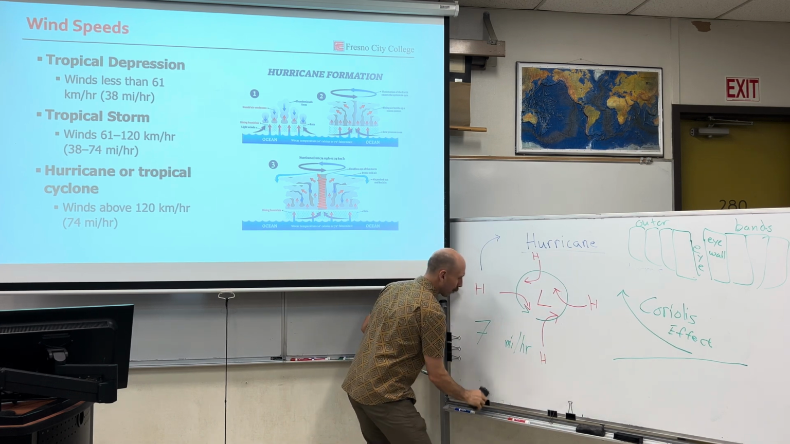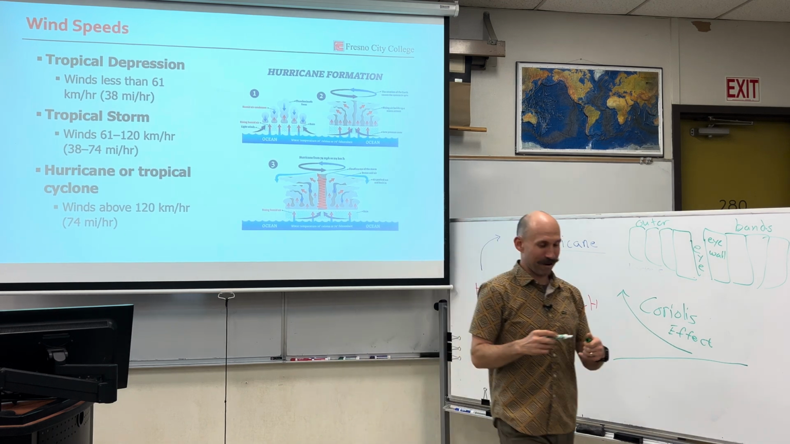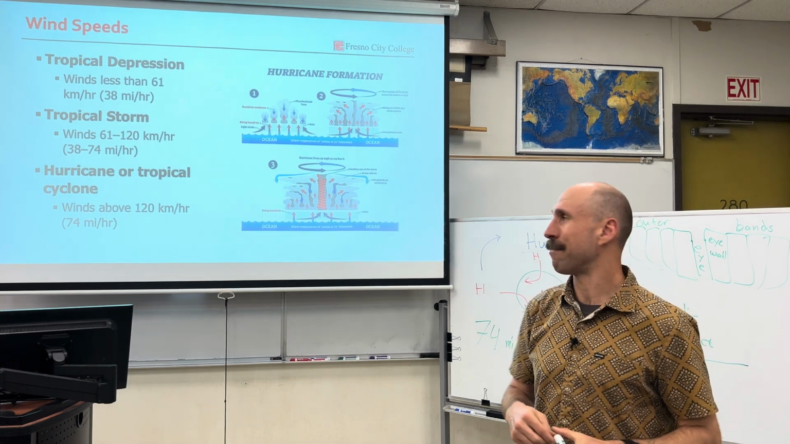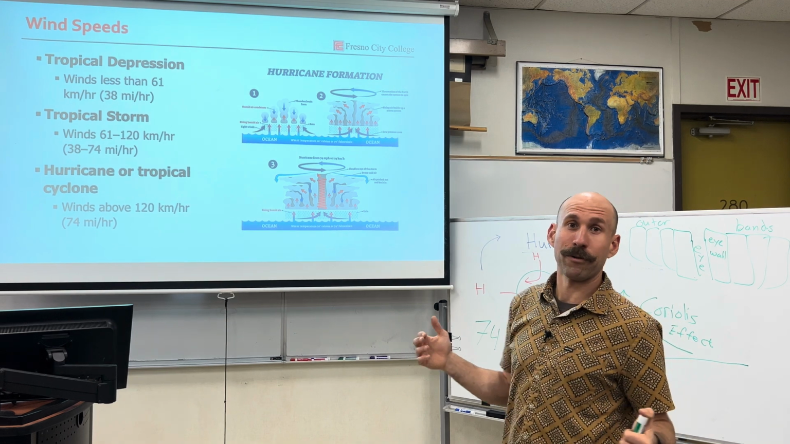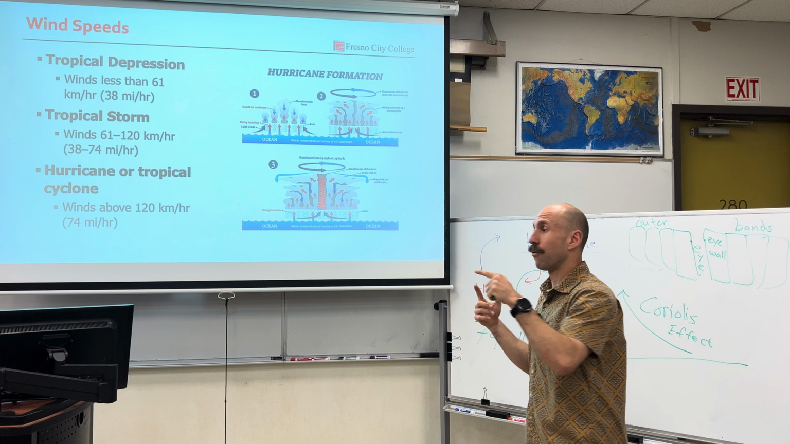Oh my gosh, the world is going to end. I made a mistake. 74 miles per hour, which is pretty fast. I don't know if I've ever been outside in winds that big. I've never been in a hurricane, that's for sure. I'm from California, where we don't experience hurricanes because of where they form.